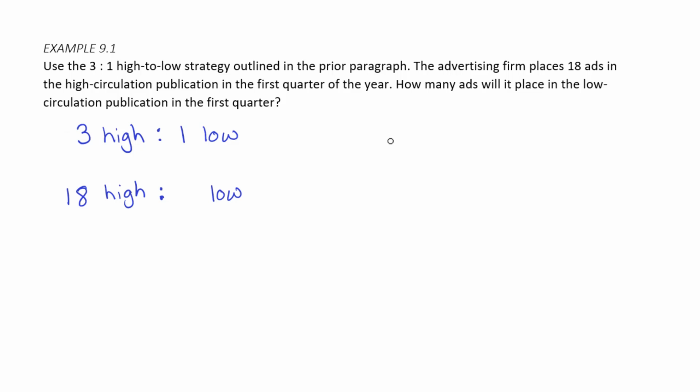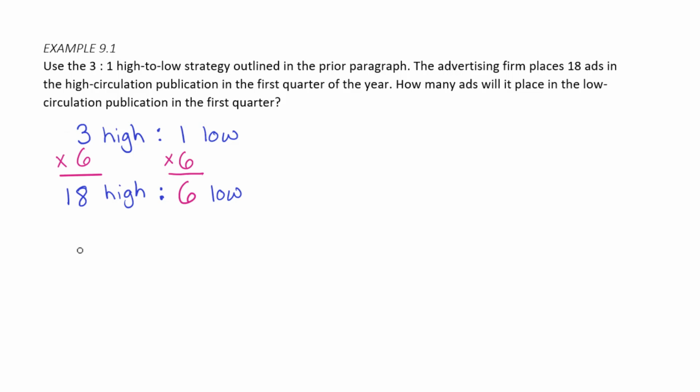Ratios remain the same if you multiply them through by constants, as long as you multiply all the parts of the ratio by the same constant. So this is going to be a major tool to get from one to the other. Notice that 3 times 6 is 18. In order to find out how many ads we should place in the low circulation publication for 18 ads in the high, we have to multiply the 1 in our 3-to-1 ratio by that same 6, and we get that we should place 6 ads in the low circulation publication.